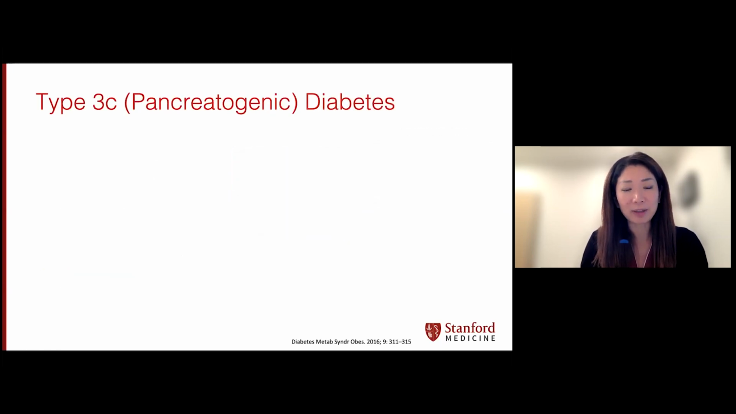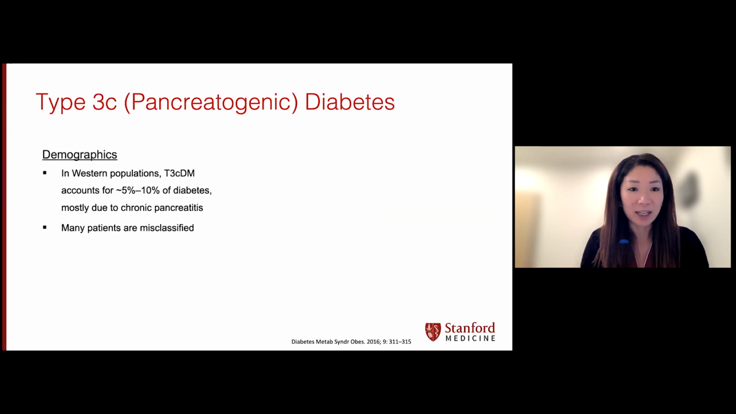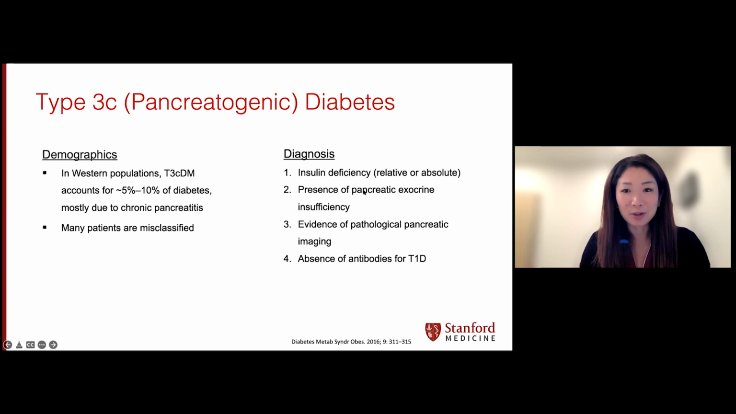So a little bit more about the basics of type 3C diabetes. In terms of demographics, it's actually more common than we normally think about. In Western populations, estimates are that it accounts for 5 to 10% of diabetes, mostly related to chronic pancreatitis or inflammation of the pancreas. We'll talk a little bit more about chronic pancreatitis in a little bit. Many patients are misclassified either as type 2 or type 1 diabetes.